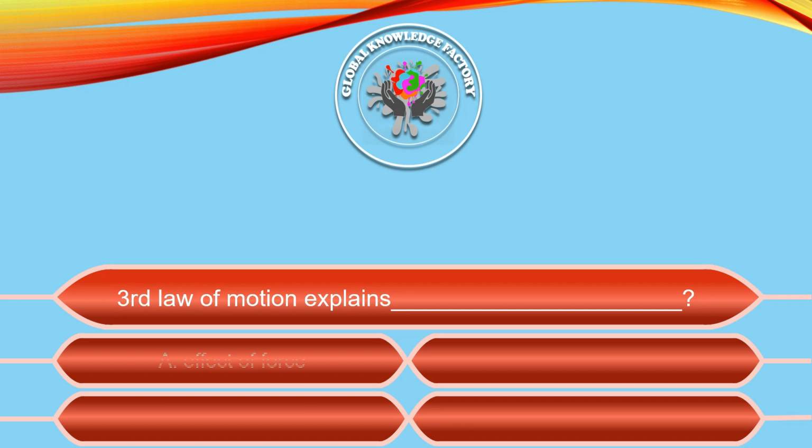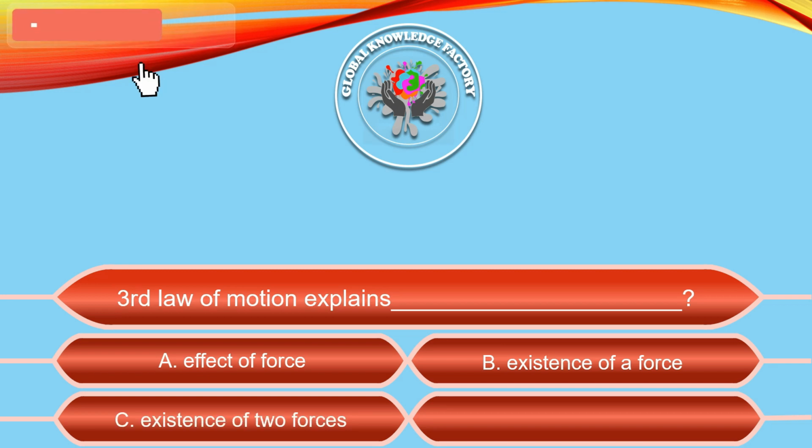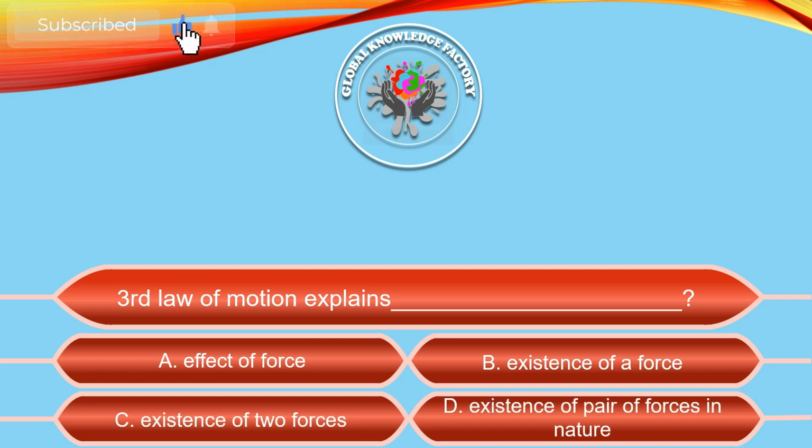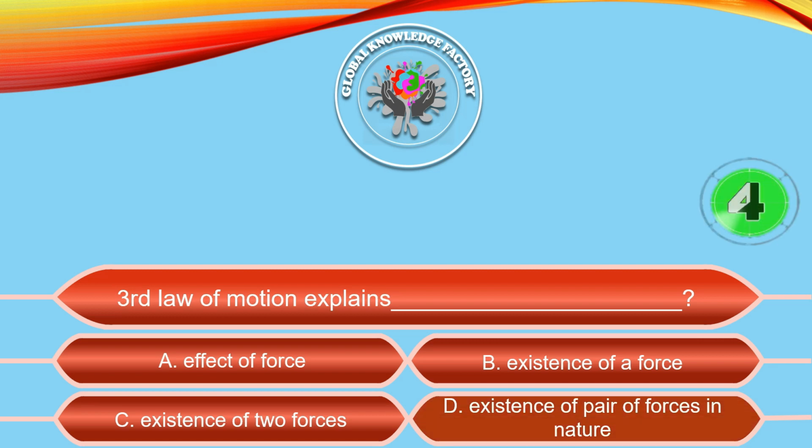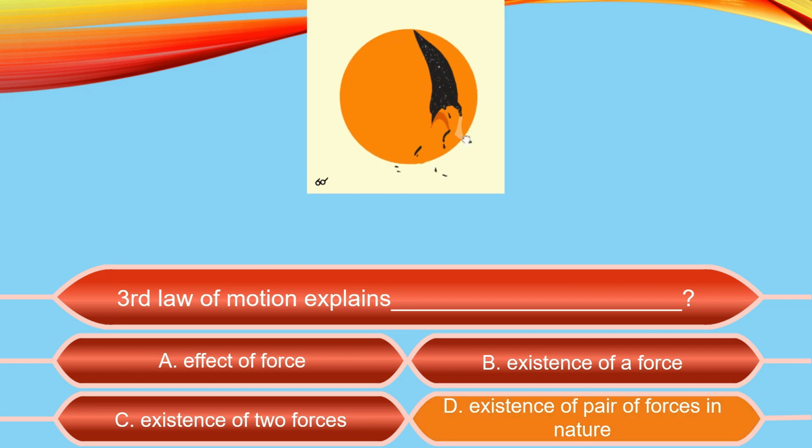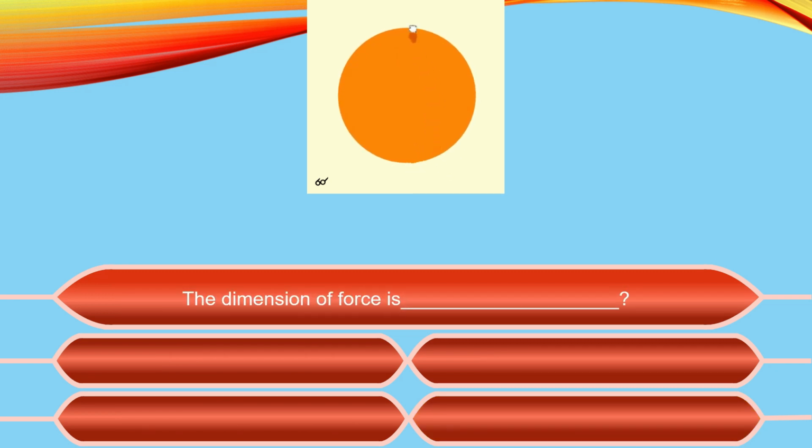Third law of motion explains: A. effect of force, B. existence of a force, C. existence of two forces, D. existence of pair of forces in nature. Answer is D. Existence of pair of forces in nature.